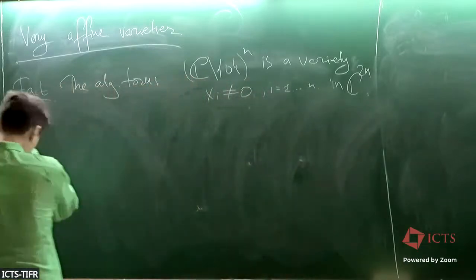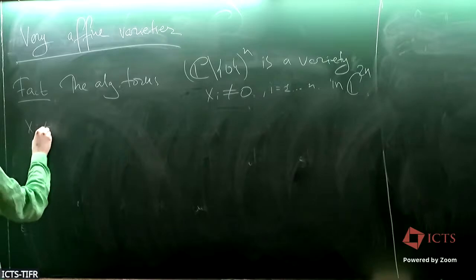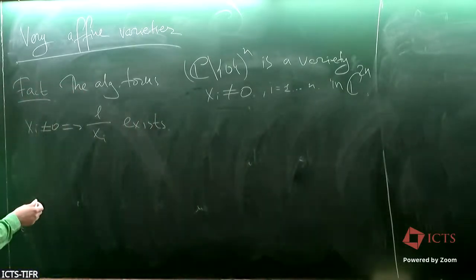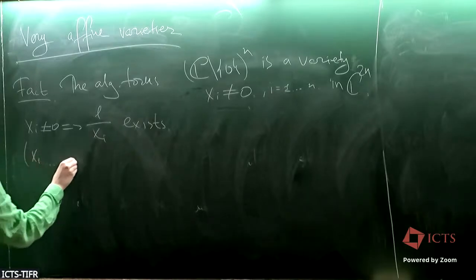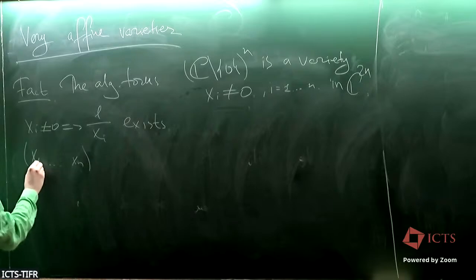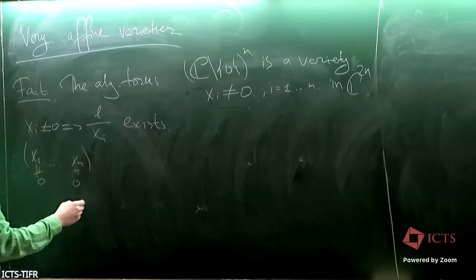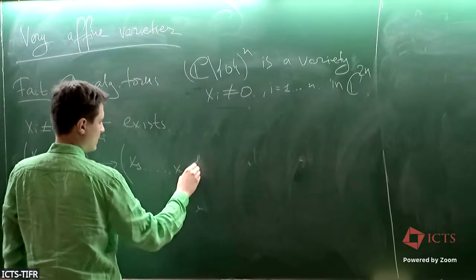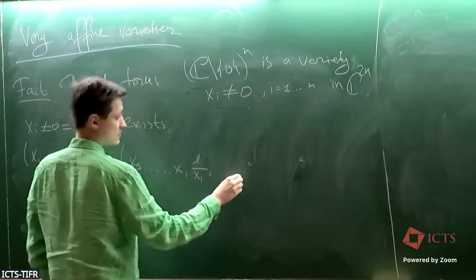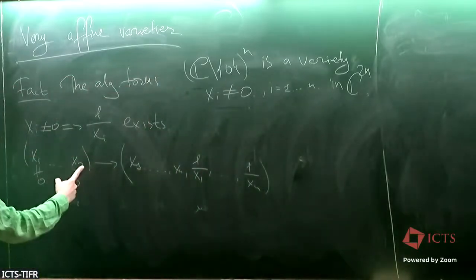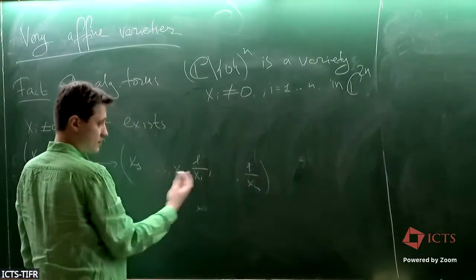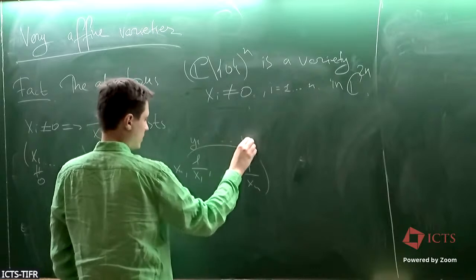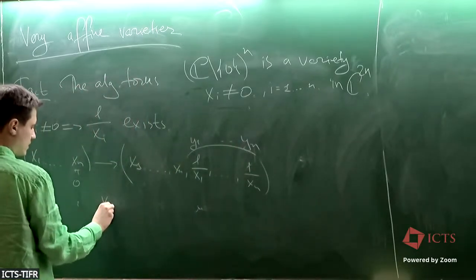And how does this work? Well, if x_i is not 0, then 1 over x_i exists. It's well defined. So really, you can represent any point x1 through xn such that all of the coordinates are non-zero in C^n as a point in C^2n, where the first n coordinates are the same as they were, and the last n coordinates are the inverses of the first n coordinates. So it took n coordinates, and then we inverted them. And now this parameterizes an algebraic variety, right? Let's call the second coordinates y1 through yn. The equations that cut out the torus are x_i times y_i equals 1.